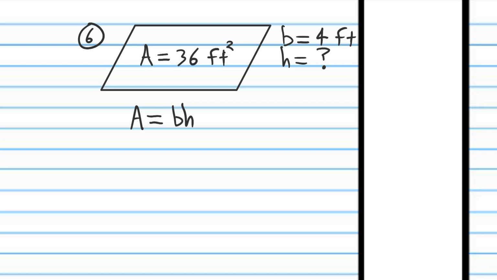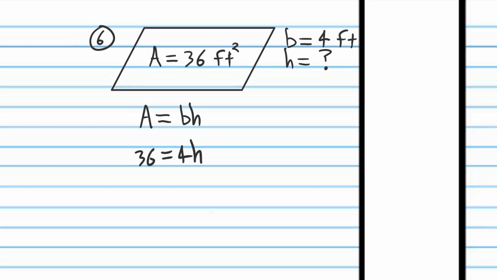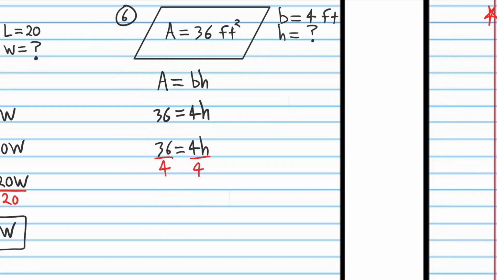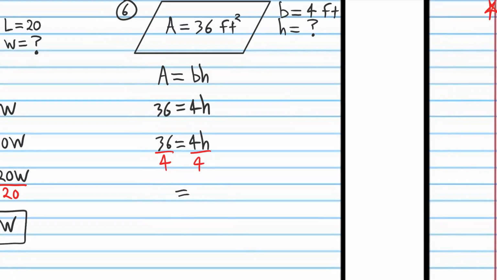All right, we're back. So the area is 36. The base is 4. And we got to rewrite. Divide both sides by 4. And we have h is equal to 9 feet. So if you got 9 feet, good job.